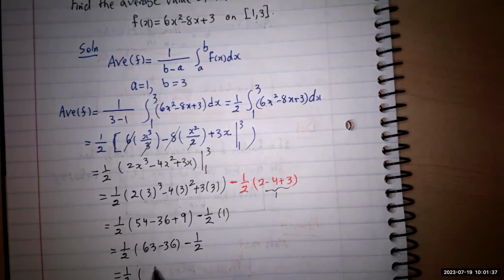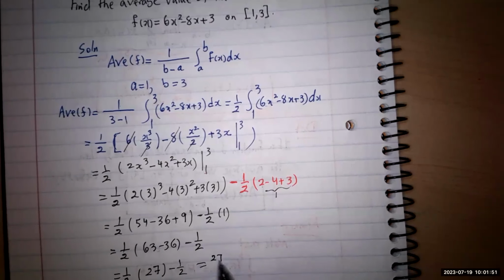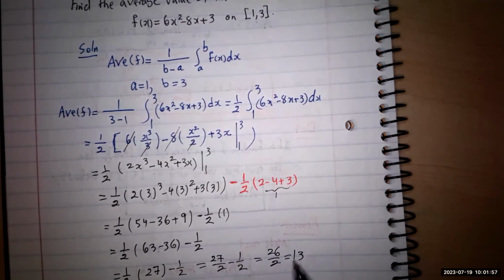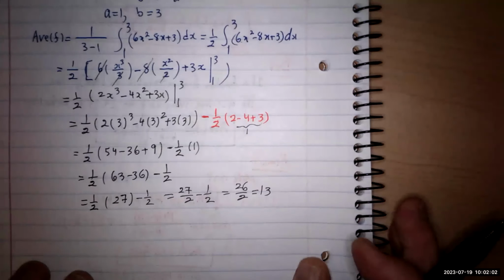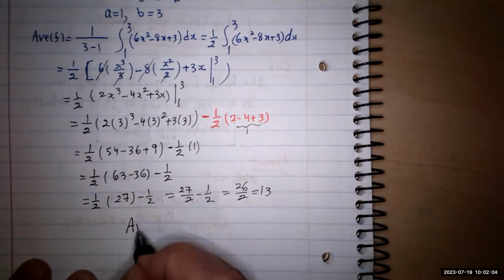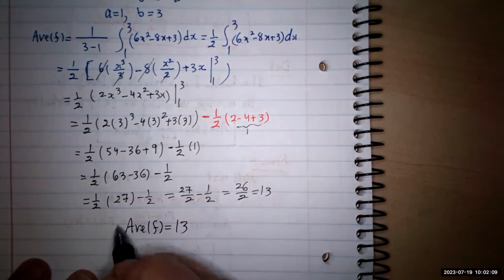Okay, so that's going to be 27, okay? And that's it, 27 minus 1/2. So it's 27/2 minus 1/2. So that gives 26/2, which is equal to 13. Okay, so the average value of your function is simply 13.